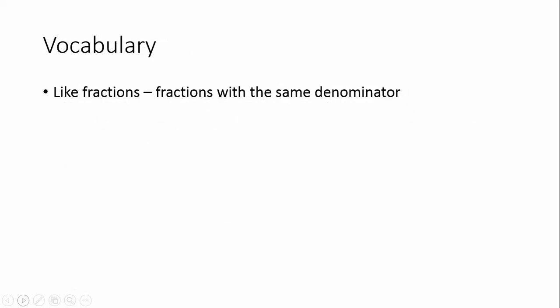Our definition today is a like fraction, and those are fractions that have the same denominator. So please make sure you write this definition down in your notes.